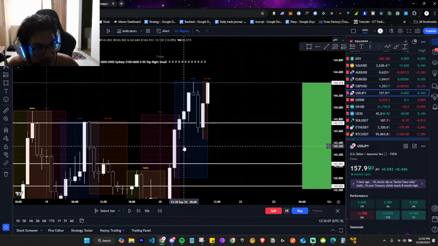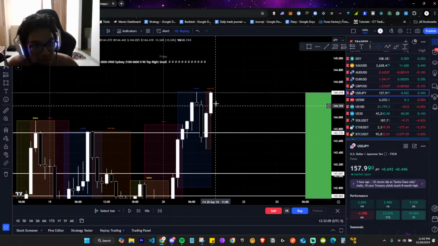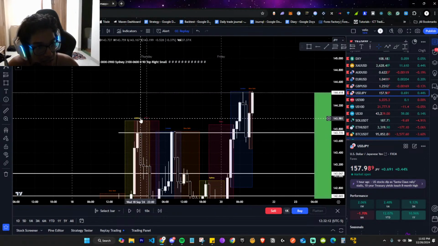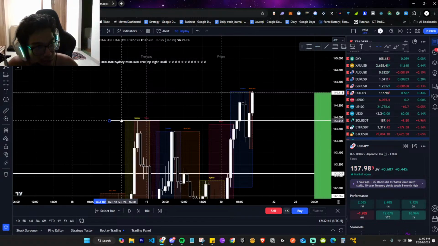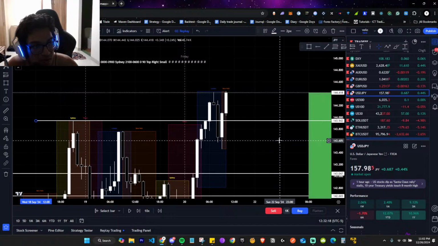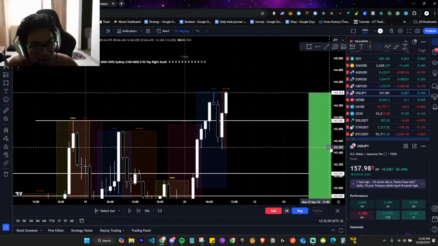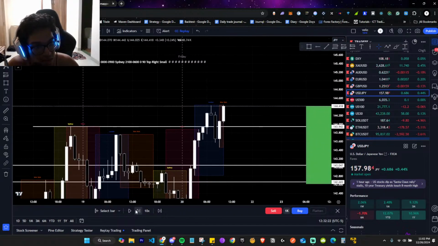So this is a fair value gap, as you can see. This is a 2 candle rejection, and it does close above this draw on liquidity, so therefore, as you can see, this closes above this draw on liquidity, so therefore it pulls back to the fair value gap, and then it traces away. So yeah, just like that.